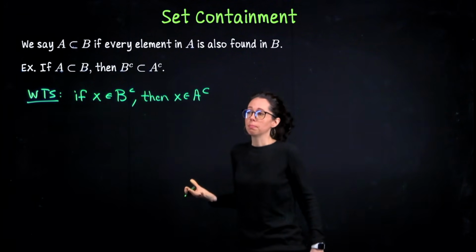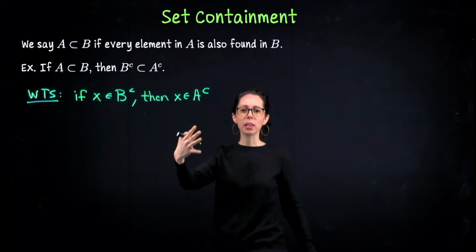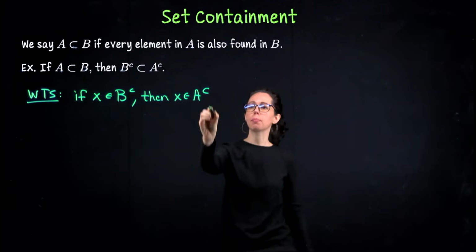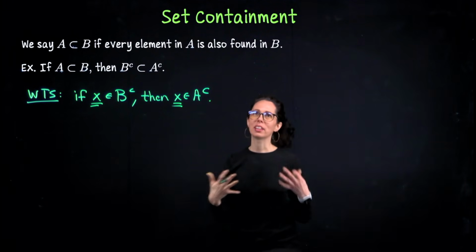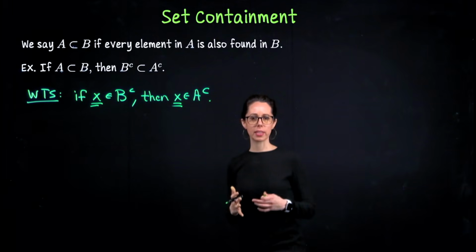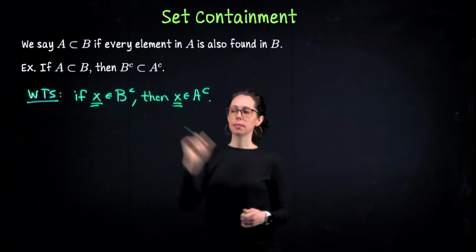If I can show that, take any X which is in B complement, prove it's in A complement, that is exactly what it means to say that B complement is a subset of A complement. We would be done at that point. Do this. Sometimes in a certain situation, you might just work with the entire set. But always when you see a set containment proof like this, think about going down to the level of elements.